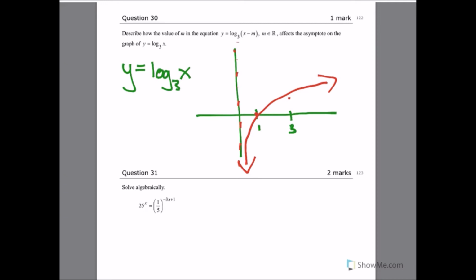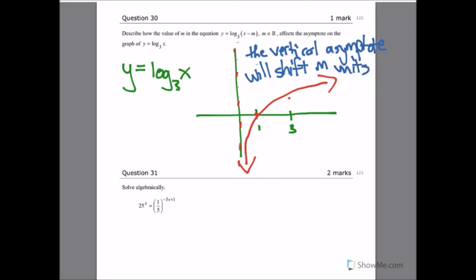So to describe it, I would just say the vertical asymptote will shift m units right. And the equation of the asymptote will be x equals m. That might be a nice thing to add in. That will be the equation of the asymptote, because we're starting at 0 and it's going to shift m away, so it'll just be m.